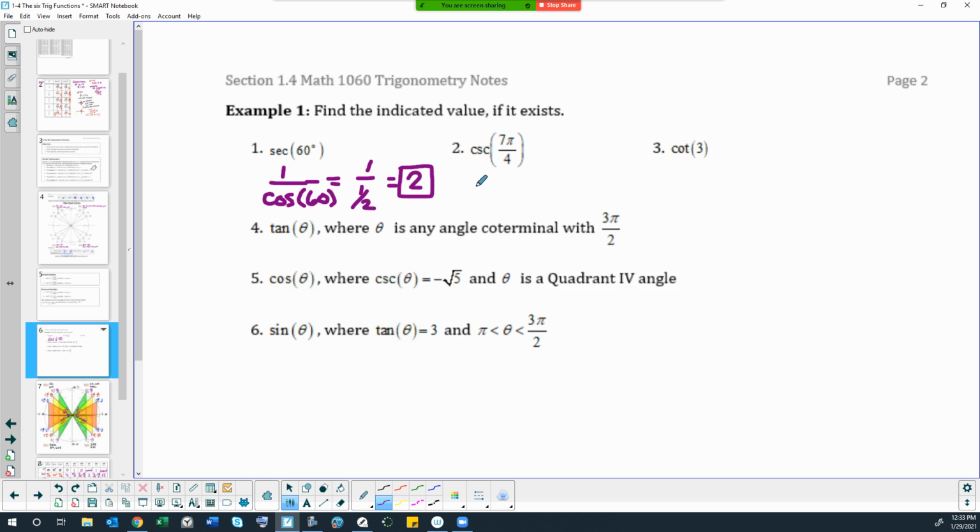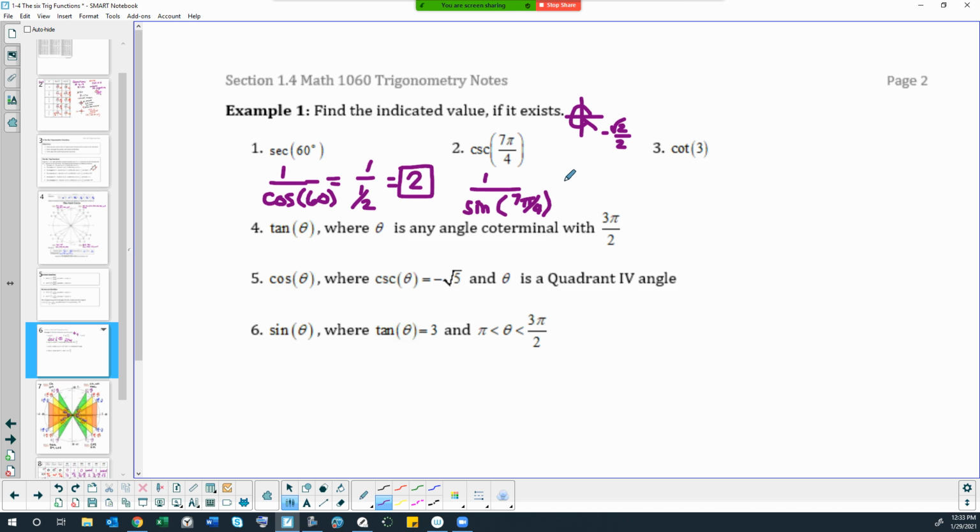Okay, cosecant. So for cosecant, we're going to do 1 over the sine of 7 pi fourths. So the sine of any pi fourths value is square root of 2 over 2. But 7 pi fourths is in the fourth quadrant, I think. Draw a picture if you need to. So 7 pi fourths would be like here. And so sine would be negative. So that would be negative square root of 2 over 2.